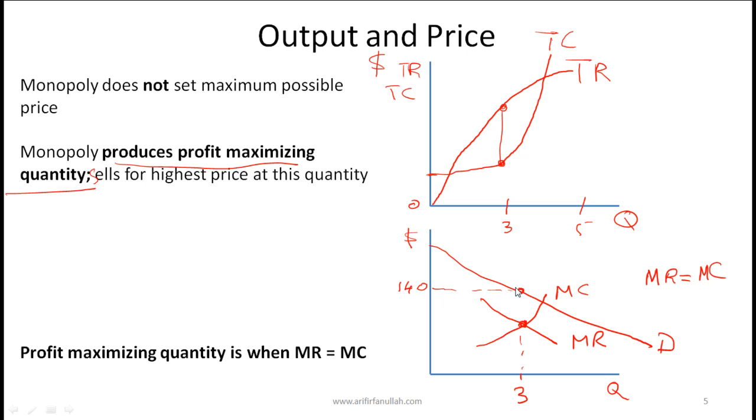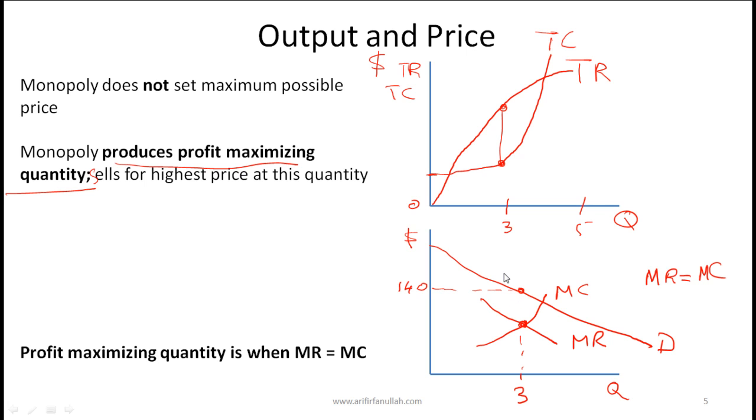So basically that is saying that at a quantity of 3, consumers are willing to pay 140. So that is the price that is set by the monopolist. Now what are the profits, or what's the economic profit of the monopolist? That obviously depends on price, and it depends on average cost.